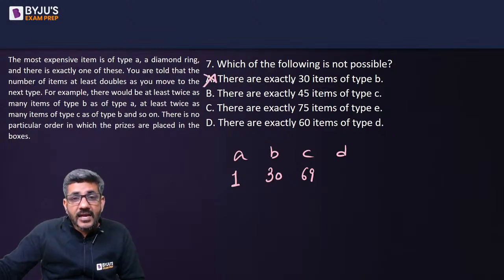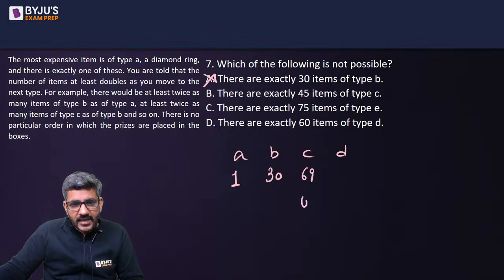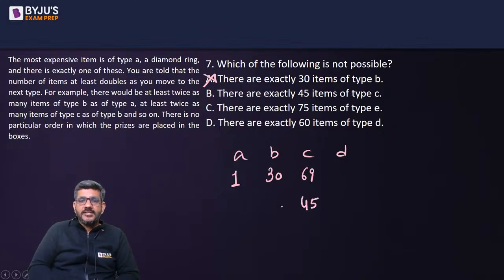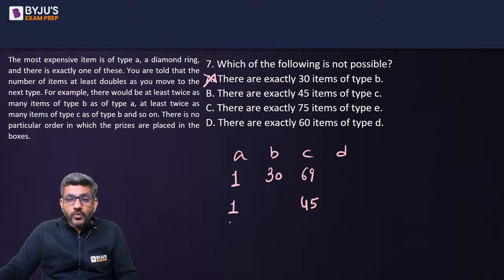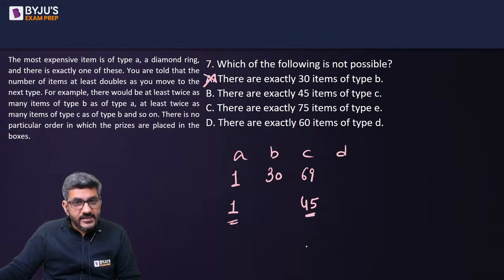Second, there are exactly 45 of type C. Can I take 45 here? ठीक है, अब इसकी बात आ रही है. ये 45 है, ये 1 है. Now the point is 1 plus 45 is 46.